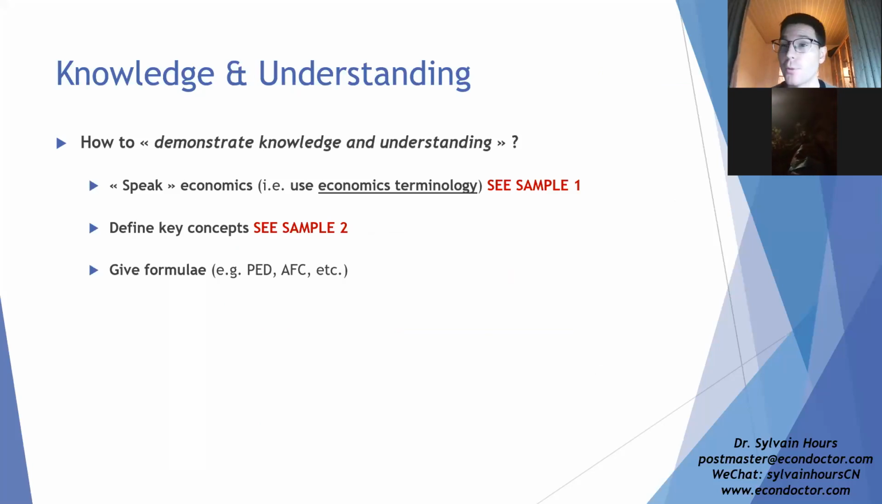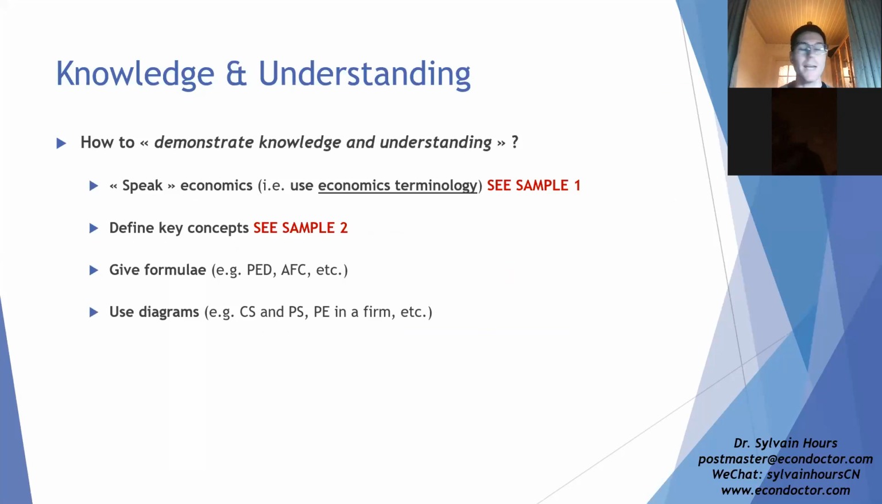This could also be formulas, not very often, but this could be the formula of the price elasticity of demand, how we calculate it. This could be the formula of the average fixed cost in A2. So sometimes it's also appropriate to give a formula. And there could be diagrams. Diagrams can actually be used for many assessment objectives. Diagrams can be used for application, sometimes it works. Diagrams can also be used for analysis, yes. But in some cases they can also be used to support knowledge and understanding.